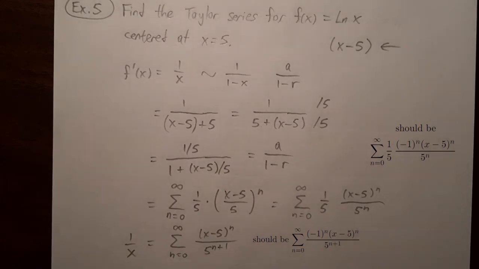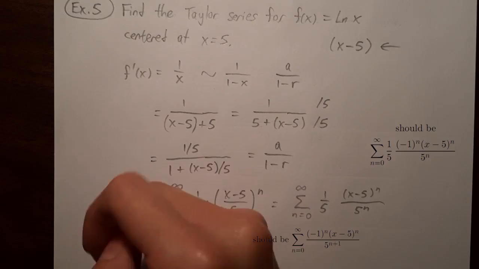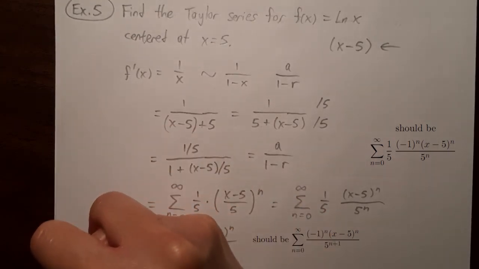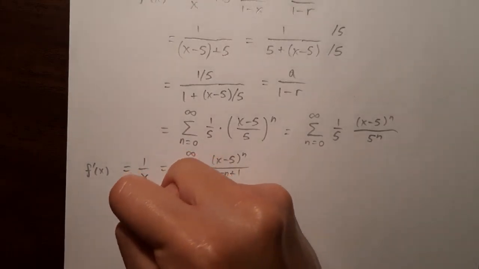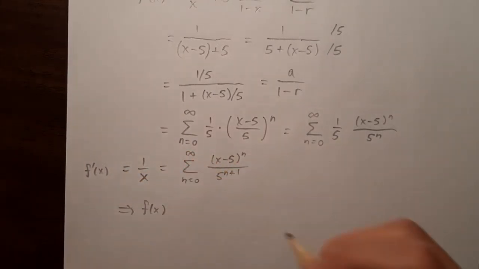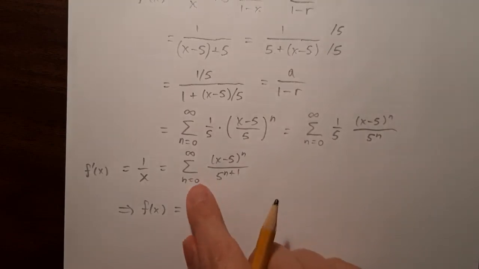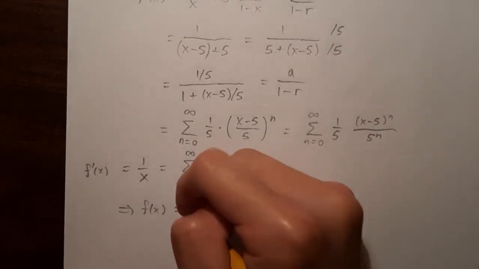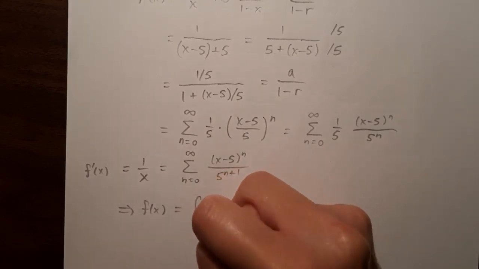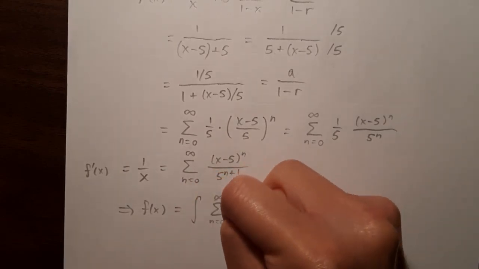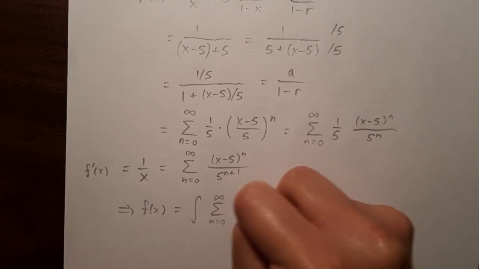But if you remember from what we were doing with power series last time, we know how to get an ln of x to appear here. We will just integrate both sides. If we have a Taylor series representation for f prime, we can get one for f by integrating everything. So in that case, f of x is going to be the integral of this thing. I'll go ahead and write it out: the integral of this entire series.